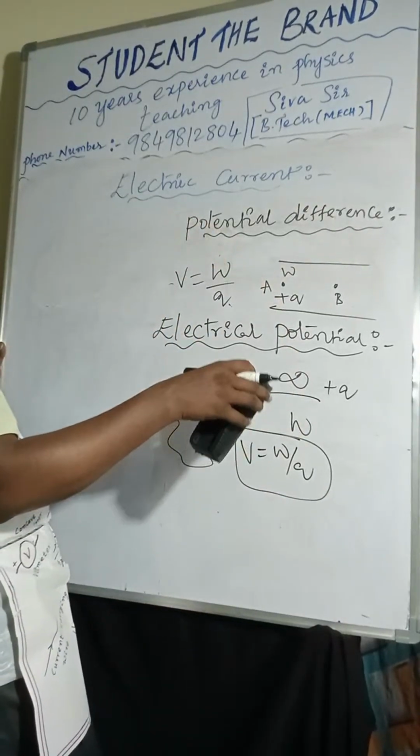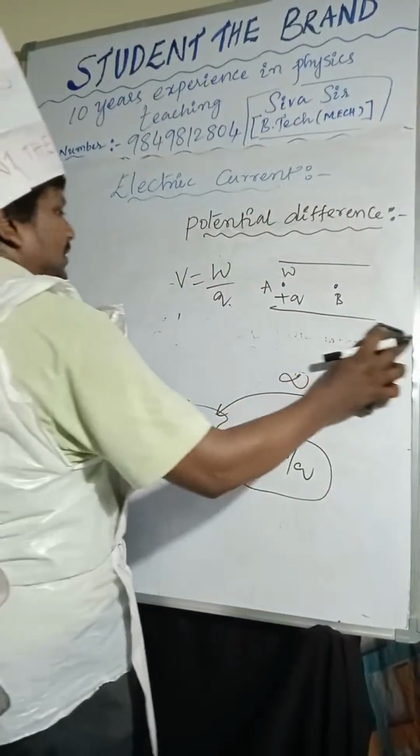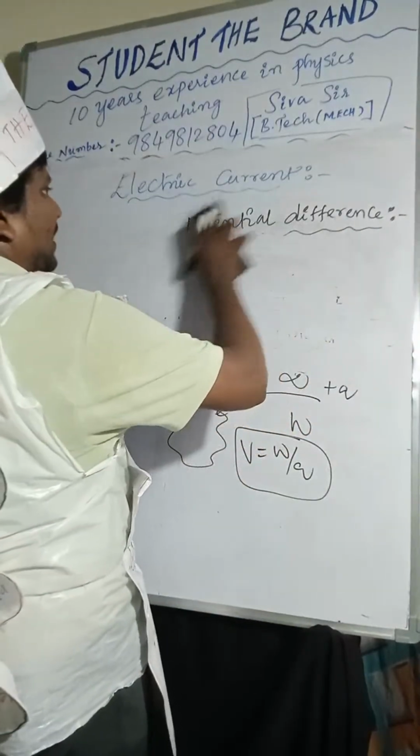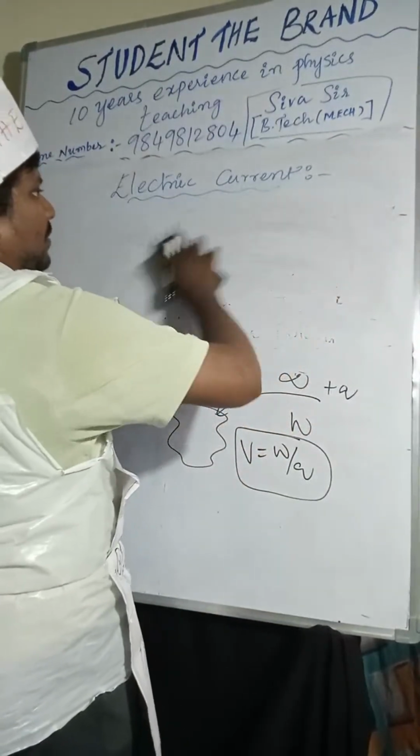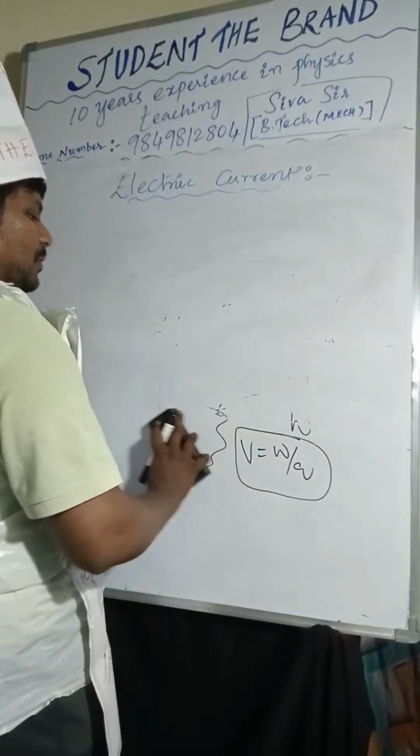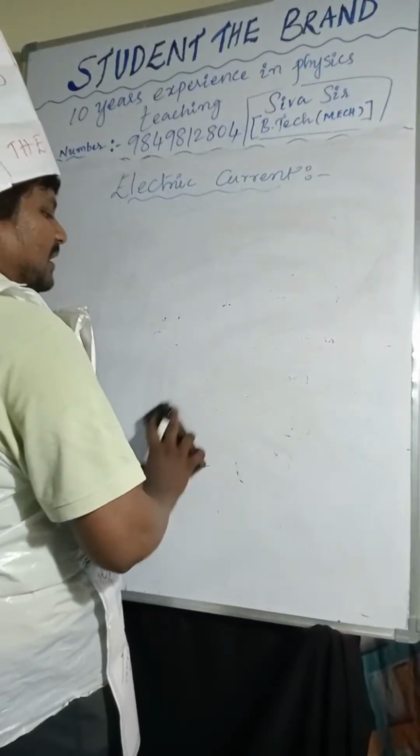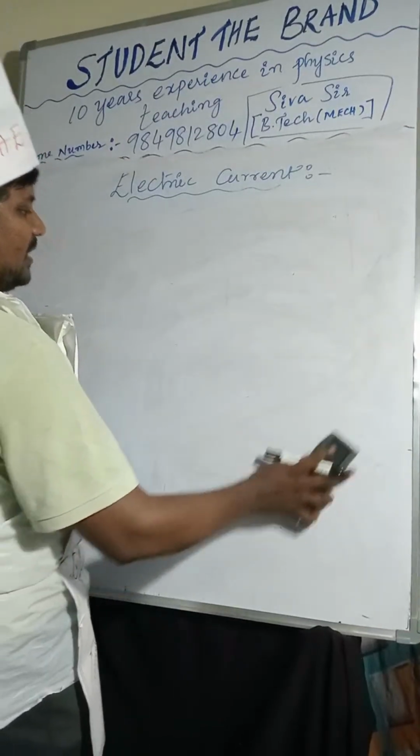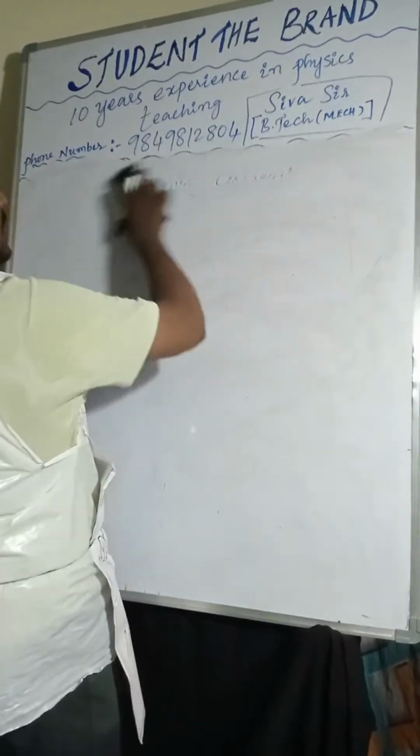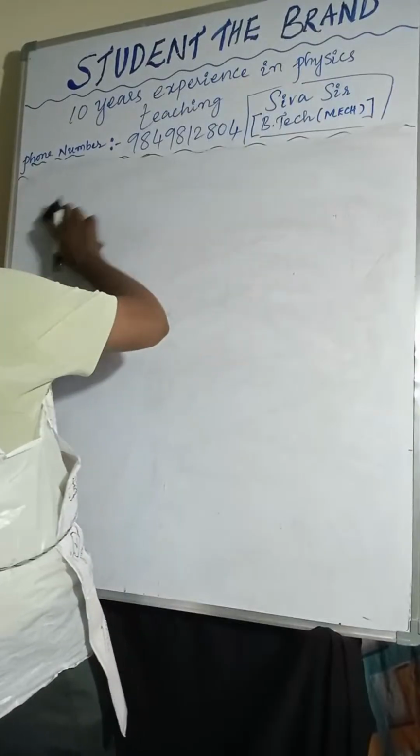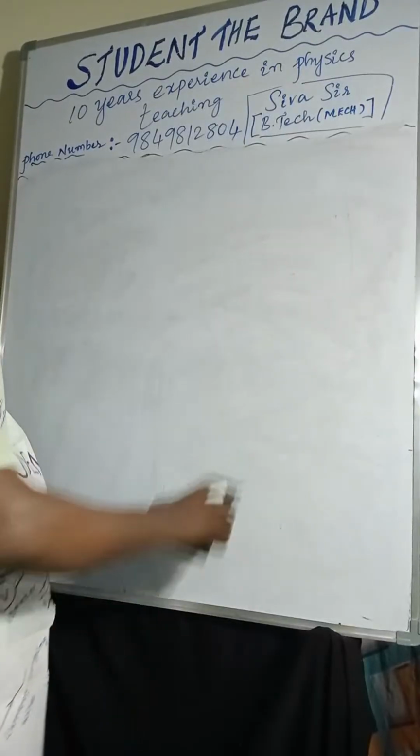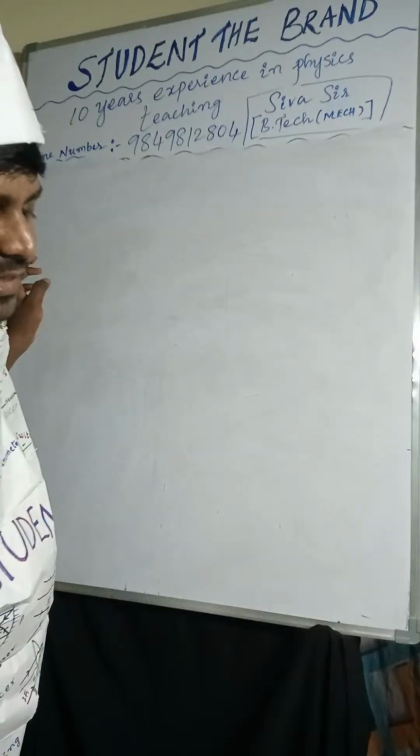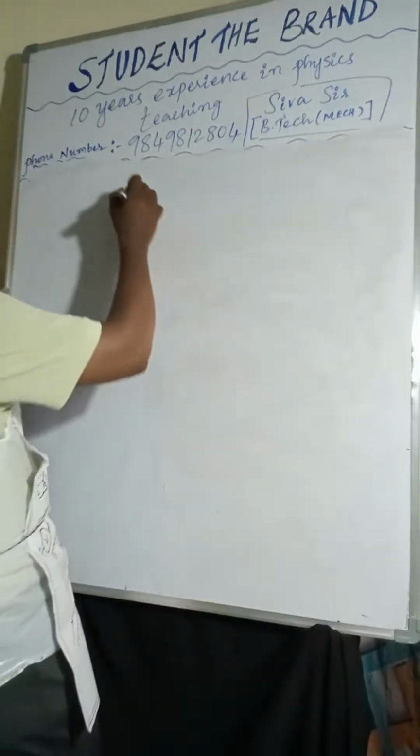Electrical potential is completed. Next we are going to Ohm's law, very, very important. The potential difference across a metallic conductor is directly proportional to the current flowing through it. So now you can see Ohm's law.